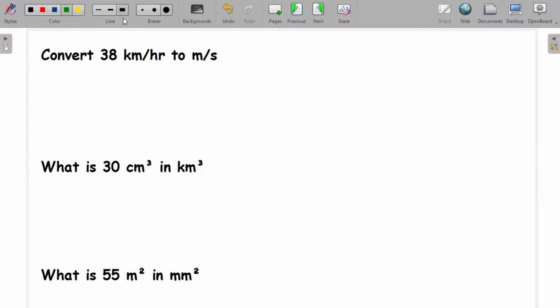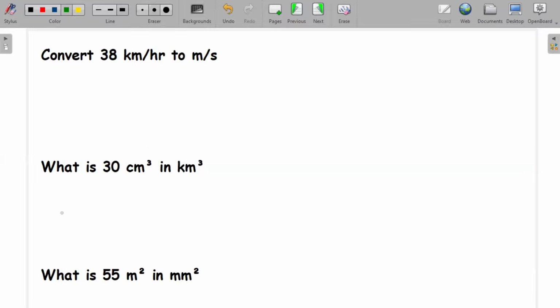We can also look at what is 30 cubic centimeters in cubic kilometers. Okay, so this is now conversions involving volume. And what is the only different thing here? It's this power that we have here. This power that we have here is the only thing that is different in this particular case. So what do we do when you have been given such a question? You apply the same simple rules that we've been talking about.